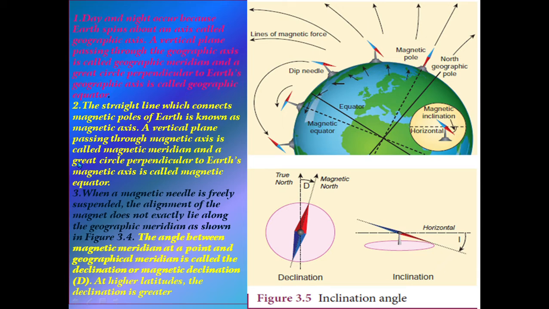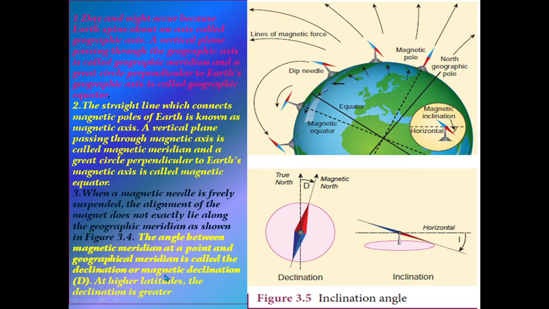And a great circle perpendicular to Earth's magnetic axis is called magnetic equator. Third point is, when a magnetic needle is freely suspended, the alignment of the magnet does not exactly lie along the geographic meridian as shown in the figure.